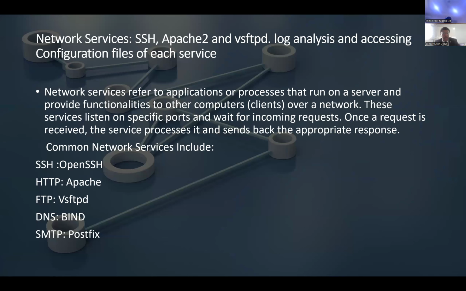Network services refer to applications or processes that run on a server and provide functionalities to other computers over a network. These services listen on specific ports and wait for incoming requests. Once a request is received, the service processes it and sends back the appropriate response. So we have some examples of network services. We have SSH using OpenSSH, HTTP using Apache, FTP using vsftpd, DNS using Bind, and SMTP using Postfix.